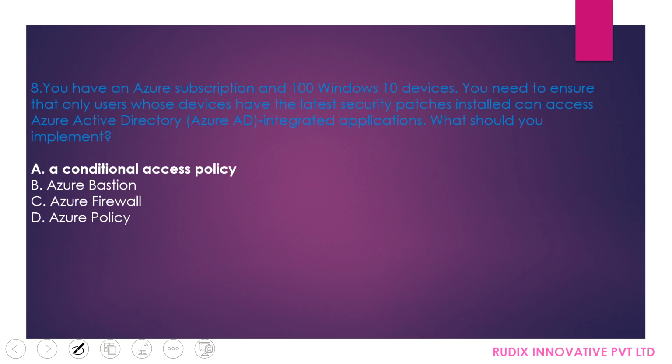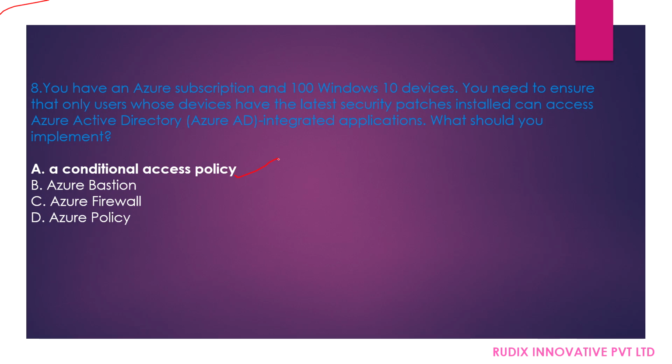You have an Azure subscription and 100 Windows 10 devices. You need to ensure that only users whose devices have the latest security patches installed can access Azure Active Directory integrated applications. What should you implement? Option A, conditional access policy. Option B, Azure Bastion. Option C, Azure Firewall. Option D, Azure Policy. The answer is conditional access policy. I will explain each option.